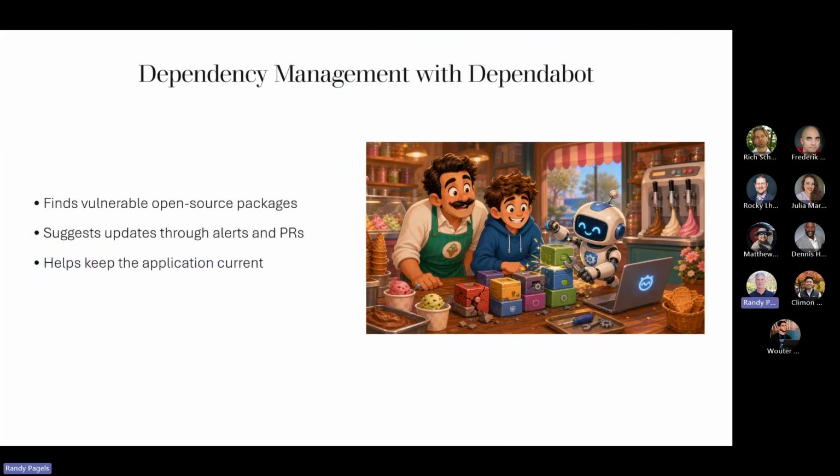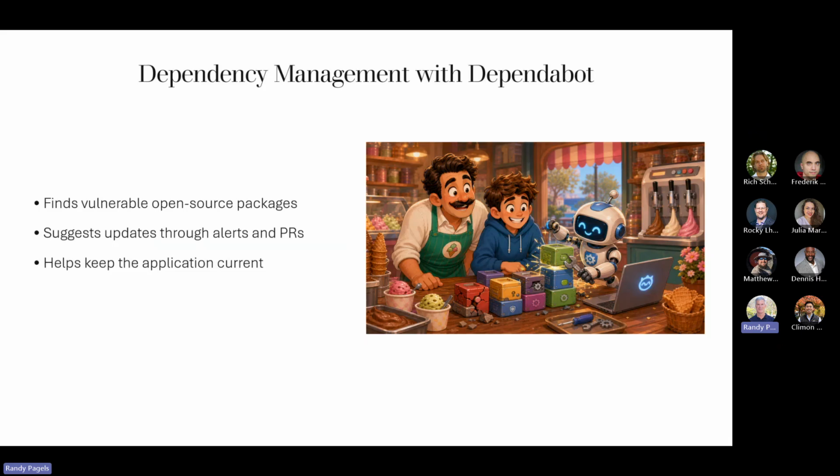So next up is dependency management with Dependabot. Gino's site depends on packages he didn't write, open source. And of course, as we know, some of those do include security vulnerabilities. What's nice is Dependabot helps spot these risks and even suggests updates, which means that Gino's team can spend less time hunting and more time fixing.